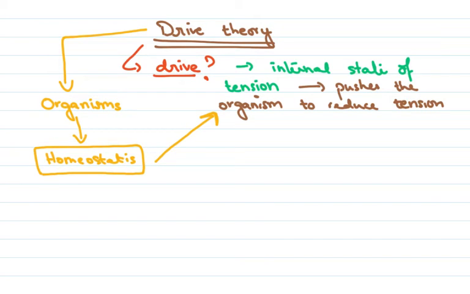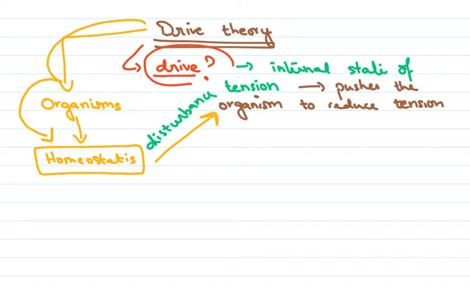So let's go over this again. Drive theory basically assumes that all organisms want to stay in a state of homeostasis, which is basically a state of equilibrium. If you have any kind of disturbance to this equilibrium, that results in there being a drive, which is an internal state of tension that pushes the organism to reduce this tension, to indulge in some kind of activity that would reduce this tension.